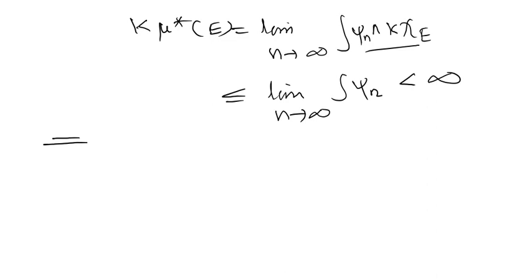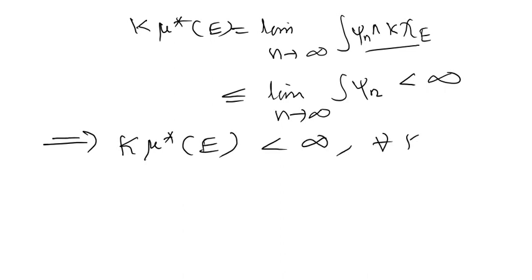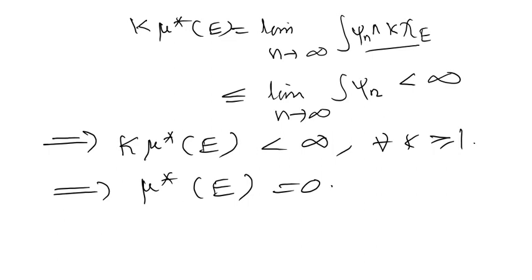So this implies that k times mu star of E is finite for all k greater than or equal to 1, and this is only possible if mu star of E is equal to 0. If it is positive, then k times mu star of E will approach infinity as k approaches infinity. So mu star of E must be equal to 0. That means E is a null set. So that proves the second property of E.